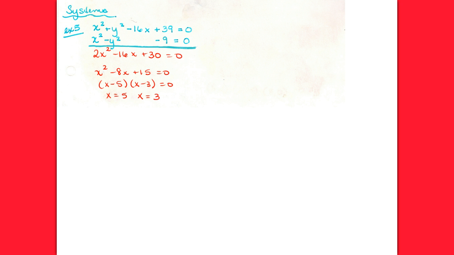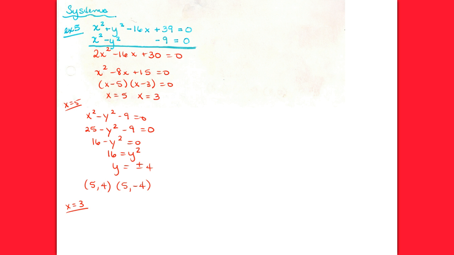Now, once I know x, I'm going to plug back in to find y, right? So in looking at those two equations, that second equation looks a whole lot easier to me. So I'm going to take 5, and I'm going to plug it back into that second equation. That was x squared minus y squared minus 9. So let's put 5 in the place of x. So I'll have 25. 25 minus 9 is going to give me 16. I'm going to move my y squared to the other side. And then take the square root of both sides.